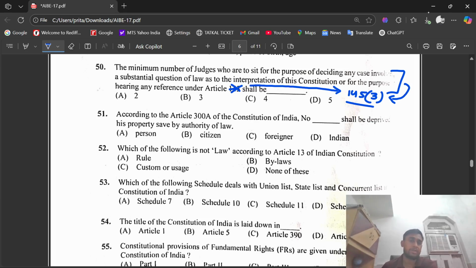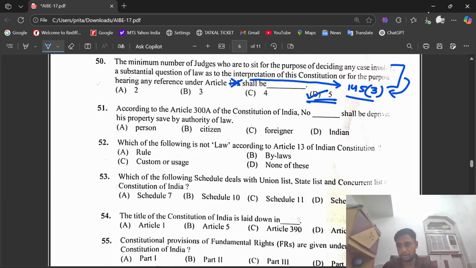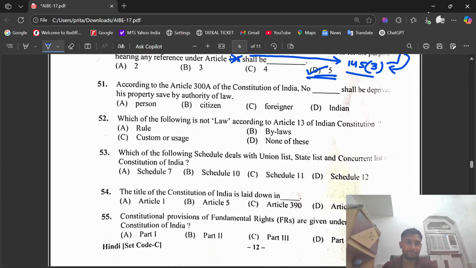The minimum number of judges who are to sit for the purpose of deciding any case involving a substantial question of law as to the interpretation of this Constitution or for the purpose of hearing any reference under Article 145 shall be, option D, that is 5. So the right option is option D, that is 5 judges.